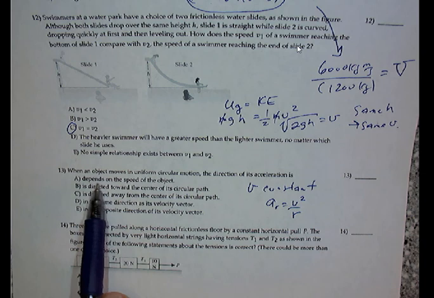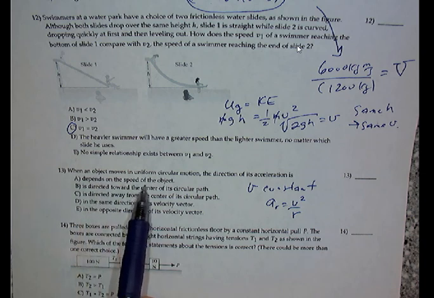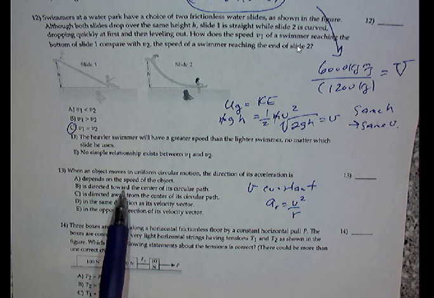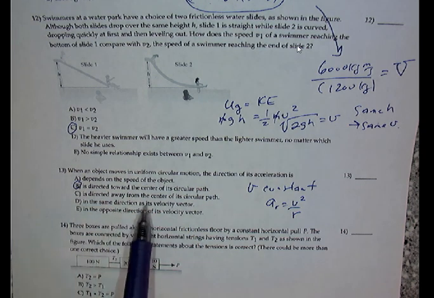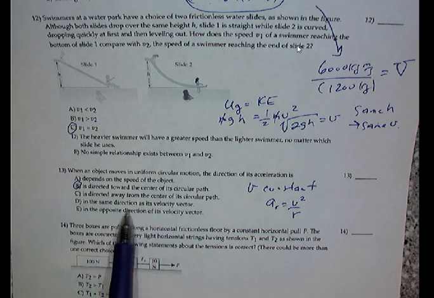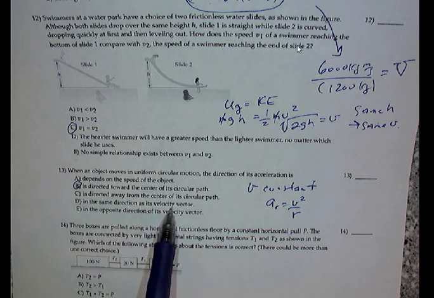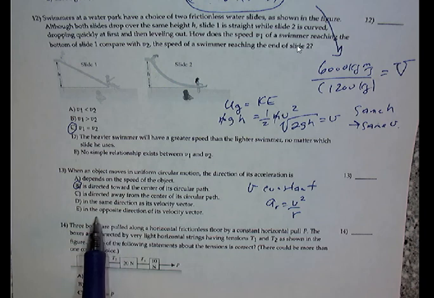Let's see these answers. Depends on the speed. Well, it doesn't depend on the speed. It's always going to be towards the center. Is directed towards the center. So it's not away from the center. In the same direction as the velocity. That's definitely not true. In the opposite direction of the velocity. No, for circular motion, it's towards the center.